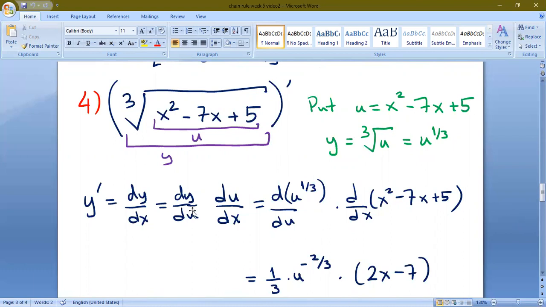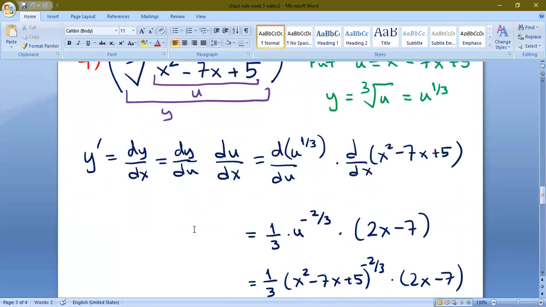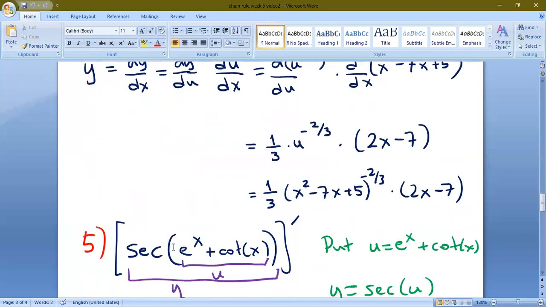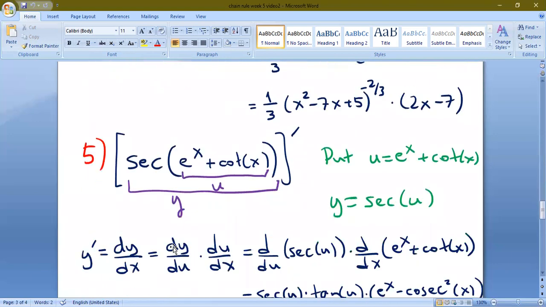Then write the chain rule, y with respect to u, which is u to the 1/3 with respect to u, is equal to 1/3 times u to the minus 2/3. And the polynomial with respect to x is 2x minus 7. And then put u back, which was the polynomial at the beginning. That's the result.